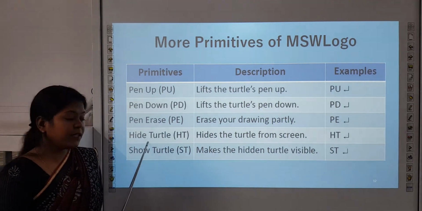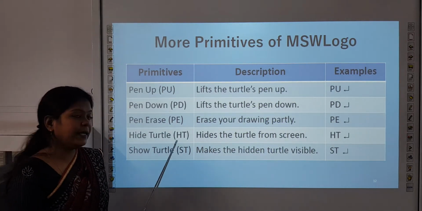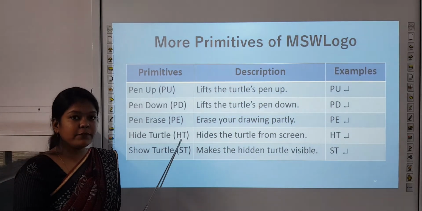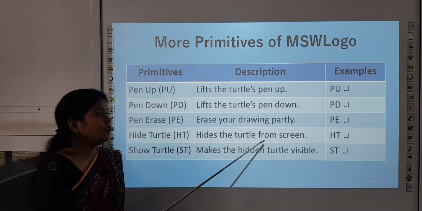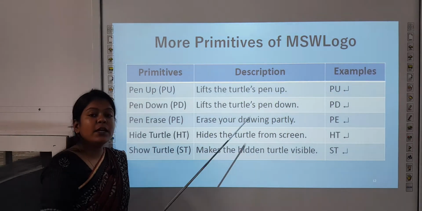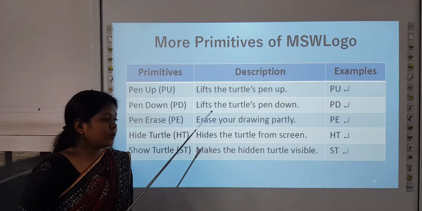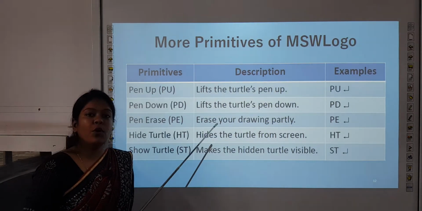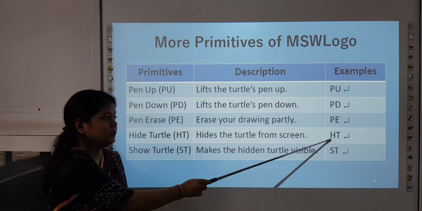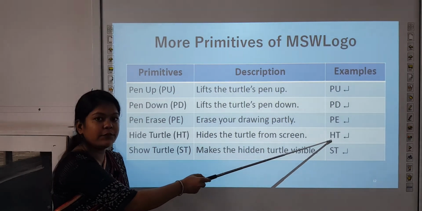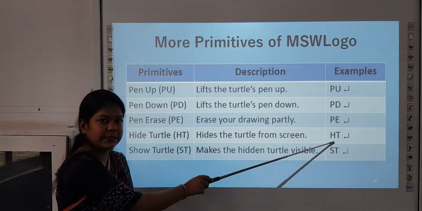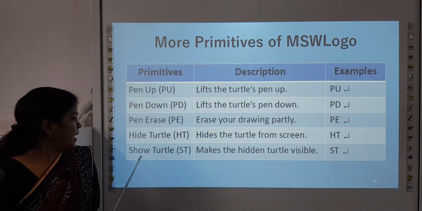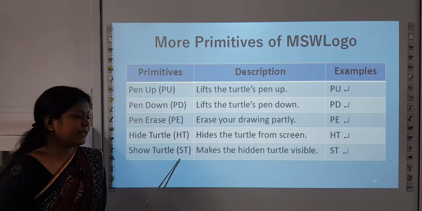Students, our next primitive is hide turtle, written as HT. This HT primitive is used to hide the turtle from the screen. Okay, if you draw a rectangle on your main screen and you do not want the turtle to show on your image, then you can use this HT primitive to hide the turtle from your image. Okay, so you have to write HT and press enter. Next primitive we have is show turtle, written as ST.